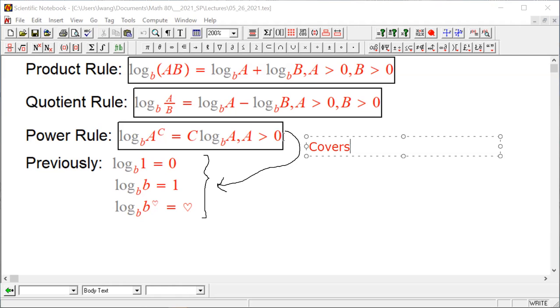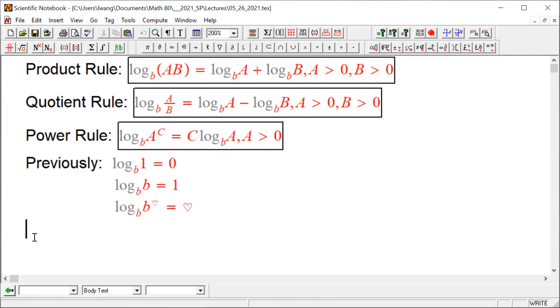For the remainder of the time, I'm going to show you the application of these 3 rules. Okay, for example, number 1, we have log base 3 of root 27. Square root of 27. What does that equal to?